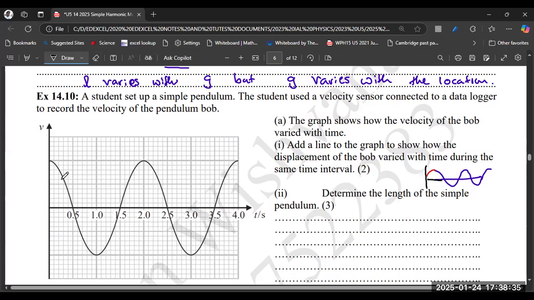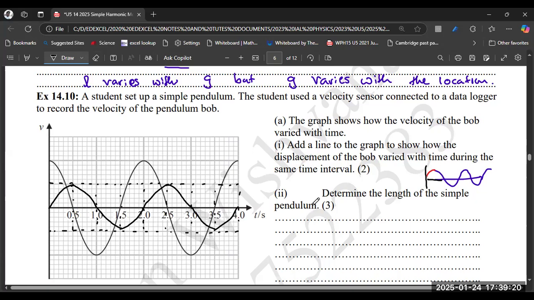So we'll draw that. For my ease, I will reduce that value. But can I change the time? No. The time period would be the same. Starting from here, part of a wave, part of a wave. So I draw the displacement.